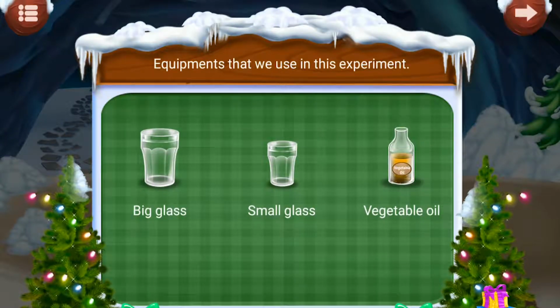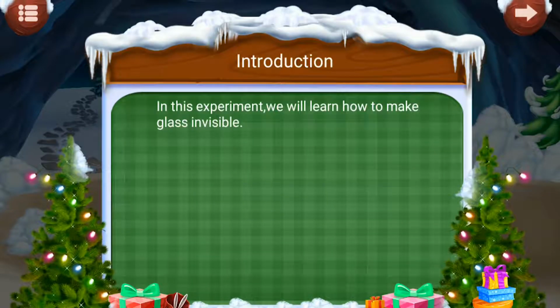Equipments that we use in this experiment: big glass, small glass, vegetable oil. Introduction. In this experiment, we will learn how to make glass invisible.